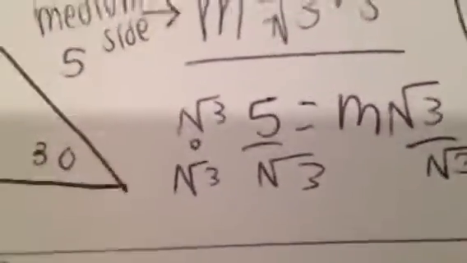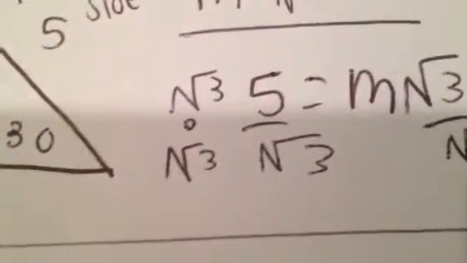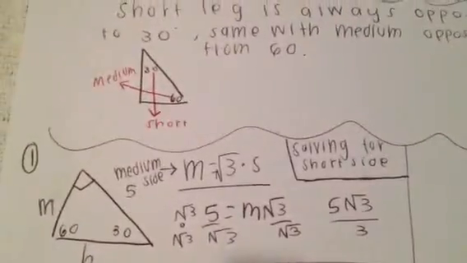Anytime you have a square root on the bottom, like with the 3, you always multiply it, and that always just cancels it out, and it goes back to its original, normal, non-square root number. So that would be 3. So the answer would be 5 square root of 3 over 3. Here's the whole picture.